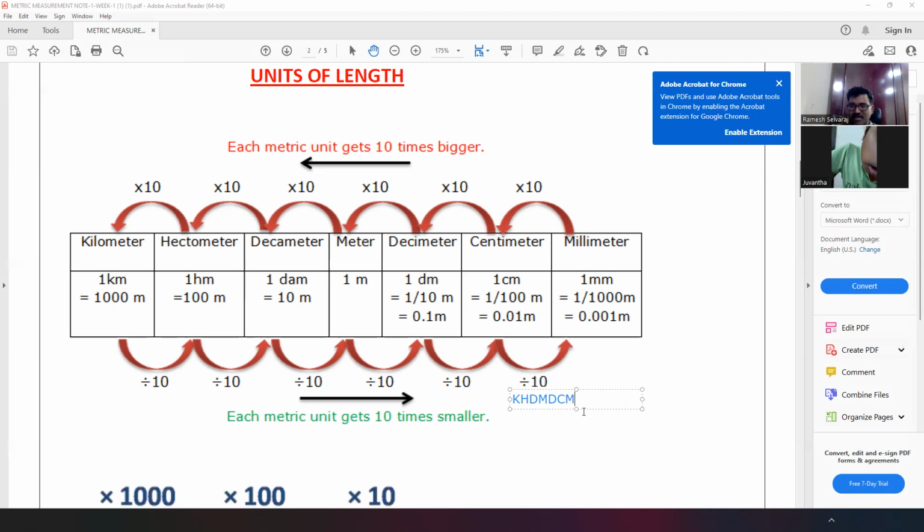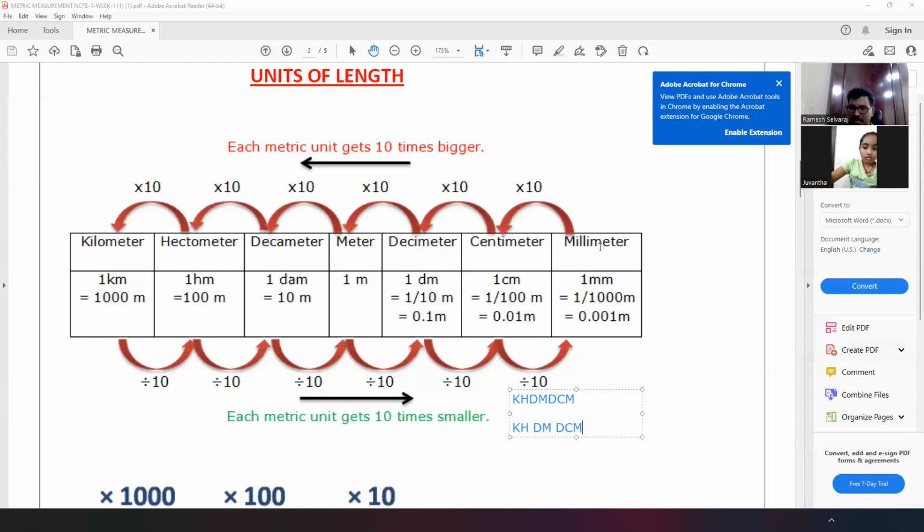KH, DM, DCM means kilometer, hectometer, decameter, meter, decimeter, centimeter, millimeter. You get me? Yeah. Kilometer, hectometer, decameter, meter, decimeter, centimeter, millimeter.